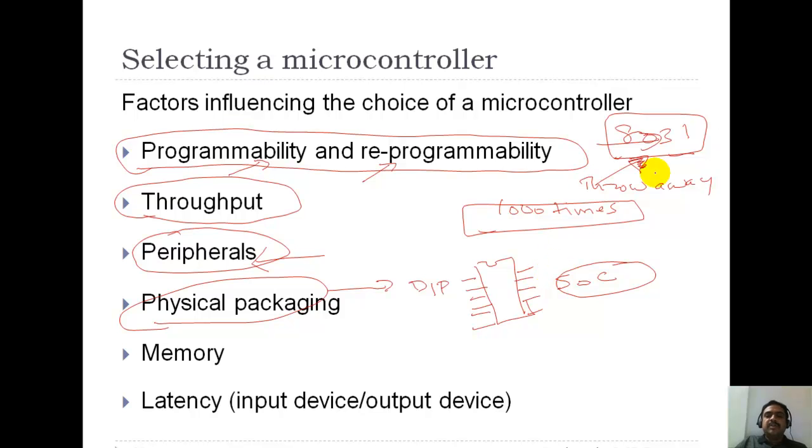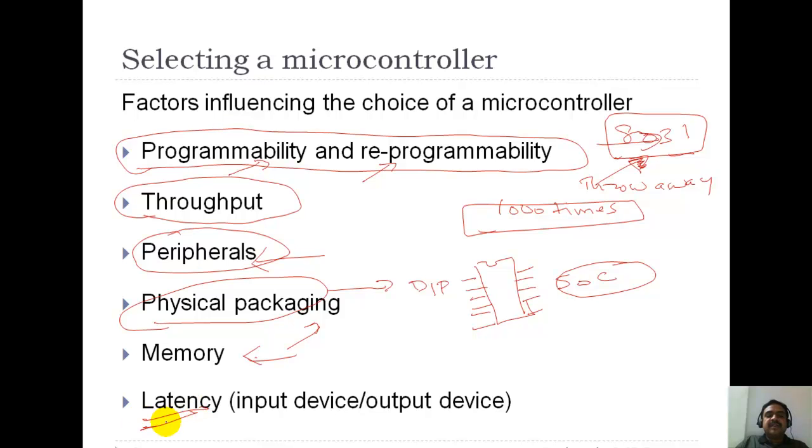So depending upon the facilities available here, the size of the component you need, and the kind of packaging, you have to go for a physical packaging. Similarly, memory. When I say memory, I'm talking about whether you want an embedded memory or an external memory, or if embedded memory, what should be the size of embedded memory in your microcontroller and so on.